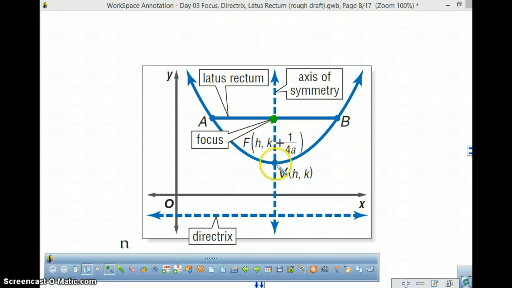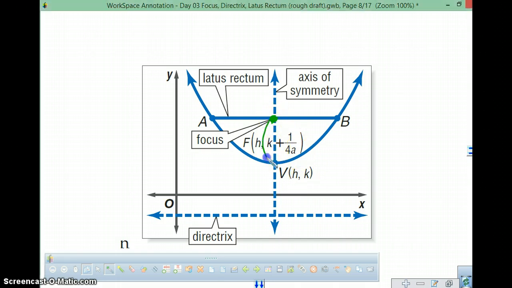All right. If you take the vertex of your parabola and you put it on a coordinate grid, we say that the coordinates of that vertex are h, k. Okay? Now, the distance, we call it the focal length, between the vertex and the focus, should be the same as the distance between the vertex and the directrix. That's the focal length. And that focal length is 1 over 4a.